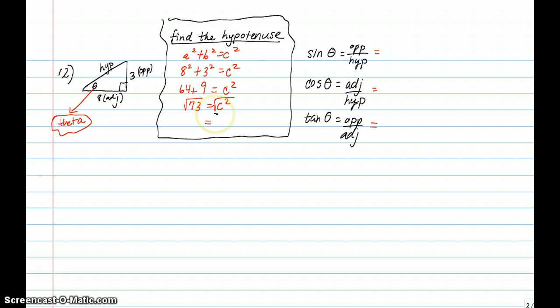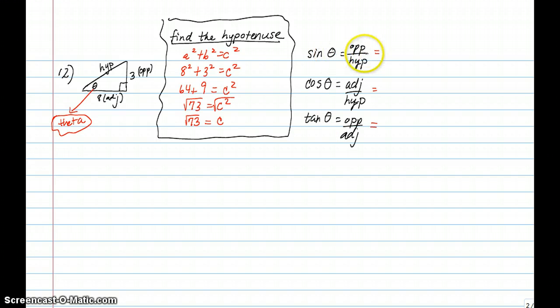Remember, this is the property of equality. Whatever you do to one side, you have to do to the other. Square root of c squared is c. And then this is just the square root of 73. Please do not change that to a decimal. That will be incorrect. Now, we've come over here for our trigonometric functions.